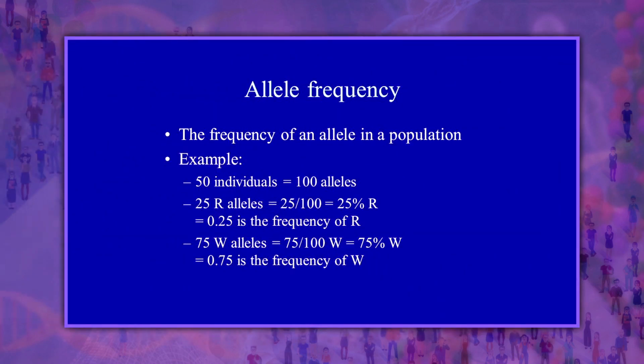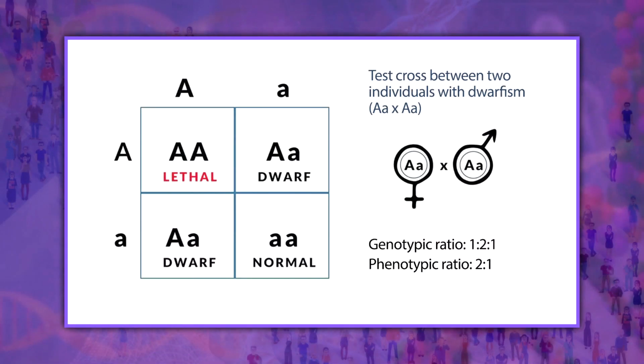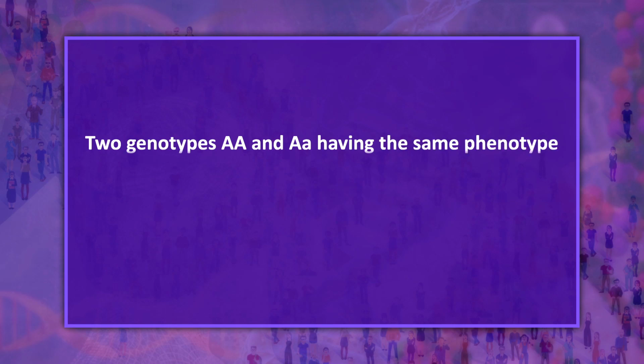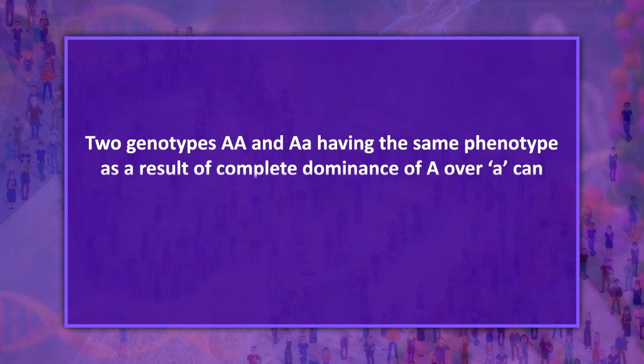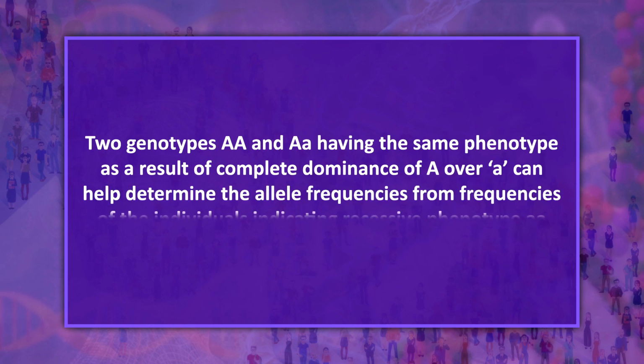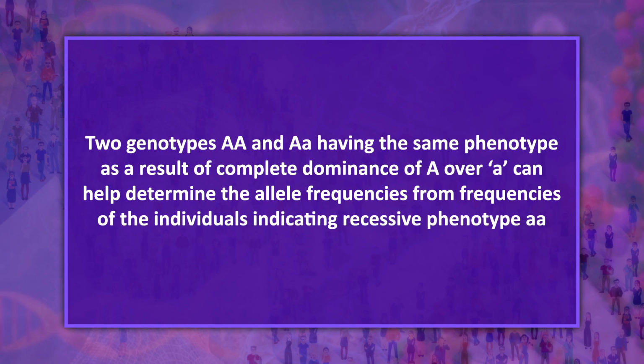Allele frequencies can be detected in the presence of complete dominance when Hardy-Weinberg equilibrium prevails, wherein it is not possible to differentiate between two genotypes. Two genotypes, that is AA, capital A and capital A, and Aa, capital A, small a, that is homozygous versus heterozygous, have the same phenotype as a result of complete dominance of capital A over small a, and can help determine the allele frequencies from frequencies of the individuals indicating recessive phenotype, small a small a.